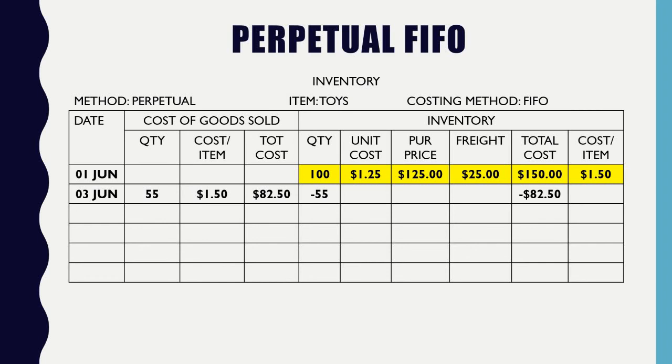I'm going to go ahead and take it right out from my inventory, okay? So, pretty simple math, right? If you had 100 items and you sold 55, you should be left with 45, right? If you had a total of $150 and sold $82.50, you should have $67.50 left, right? In this case, because we're using FIFO, the cost per item will also stay and remain the same. It will still be $1.50. Okay. Everyone go with me so far? Yeah. Right. Yes.